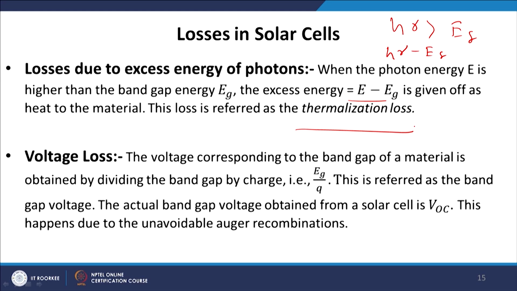So there can be two different losses. One is due to the low energy of the photons, that is the transmission loss, and then there is the loss from the excess energy of the photon, that is called the thermalization loss. Now, there can also be a voltage loss.